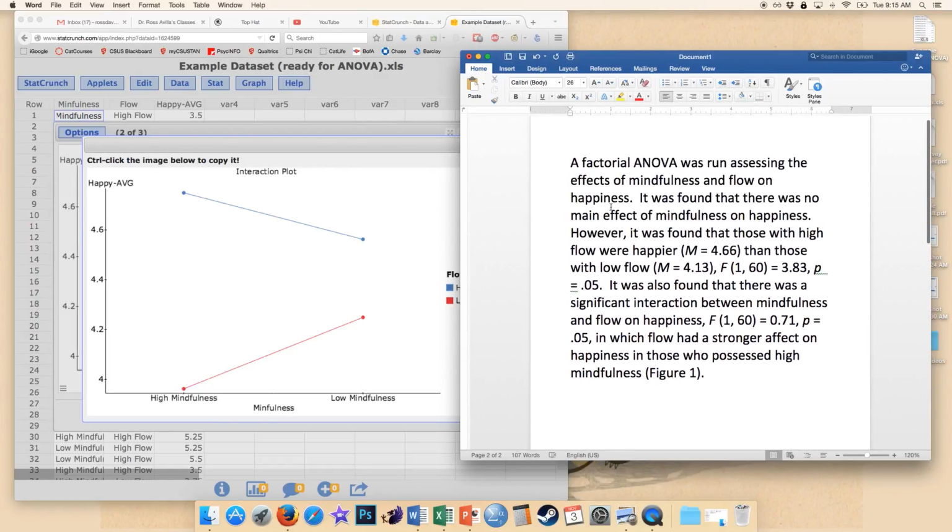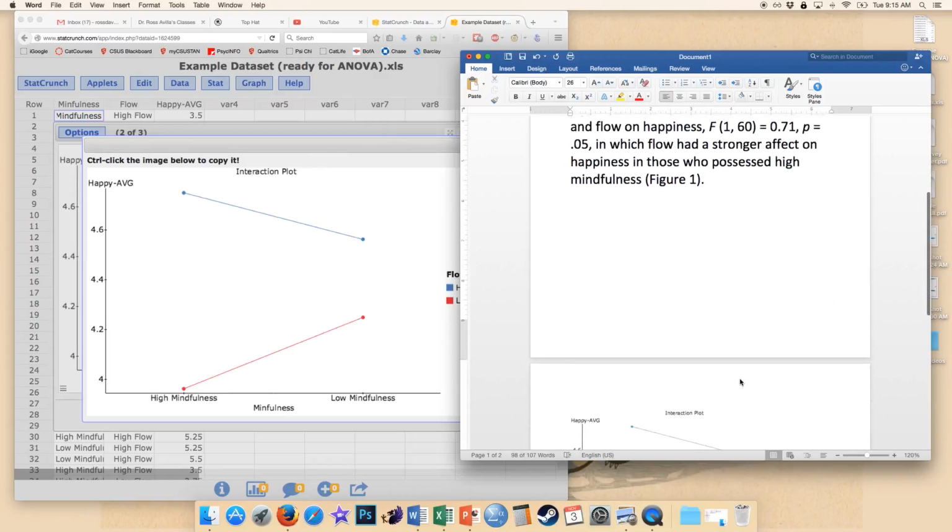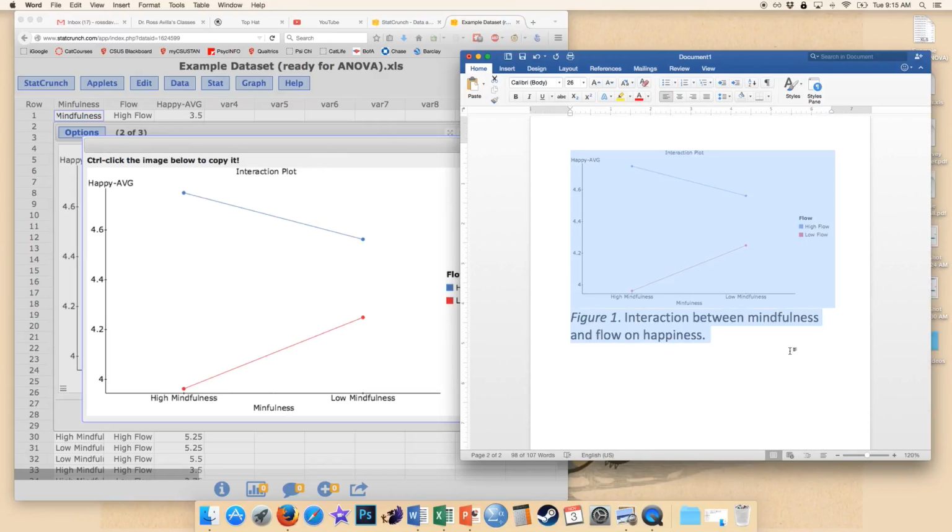So there you go. There's a short version of a write-up for two main effects and an interaction. And in this case, there's the figure for that interaction.